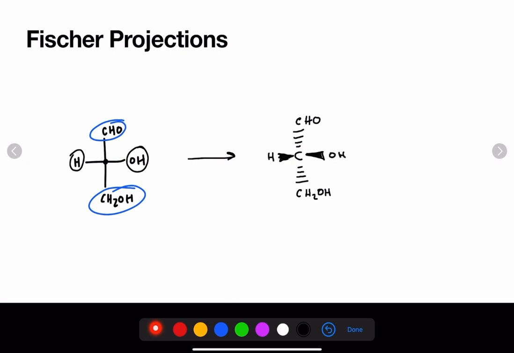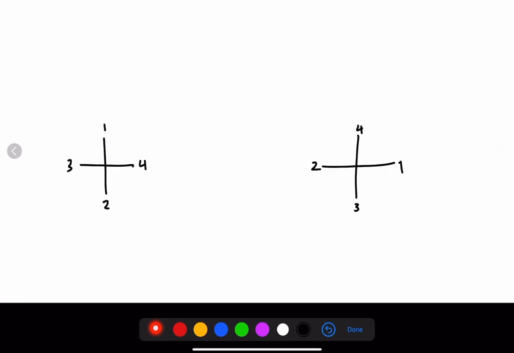So an easy way to just kind of denote this is saying the same thing as this. This is all a Fischer projection means. The two groups on the side are coming towards you, and the two groups on the top and bottom are going away from you. We can also determine R or S from these projections. There are no atoms here, I just arbitrarily gave priority rankings. So let's go ahead and figure this out.